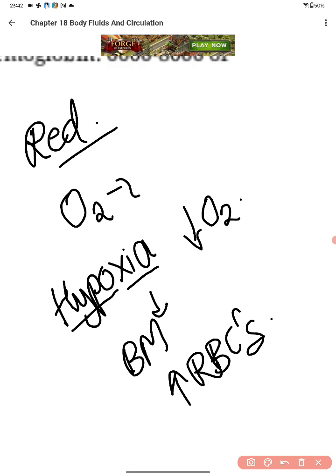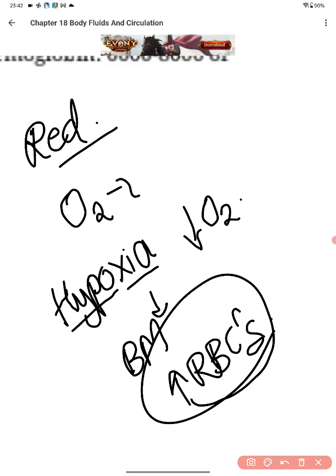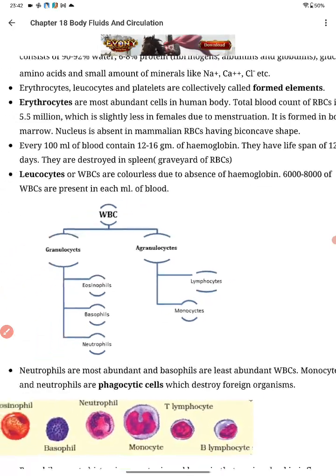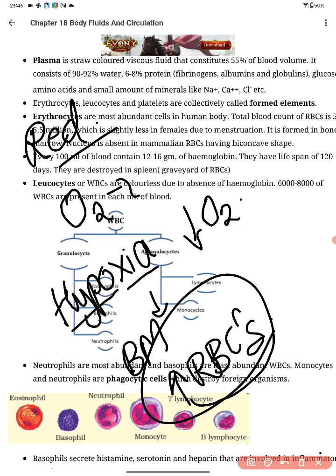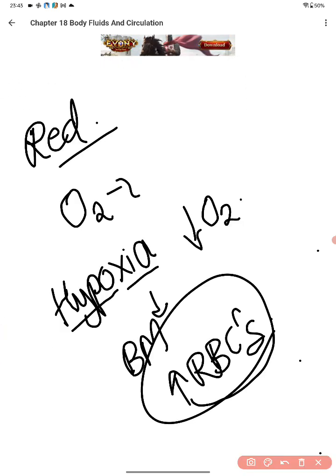The people who live in hilly areas look pinkish red because their bone marrow is producing more RBCs. Even if you live there you'll get hypoxia, and you will produce more. And after manufacturing, the RBCs are then thrown into the spleen.